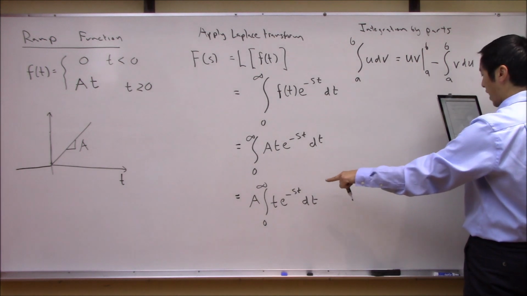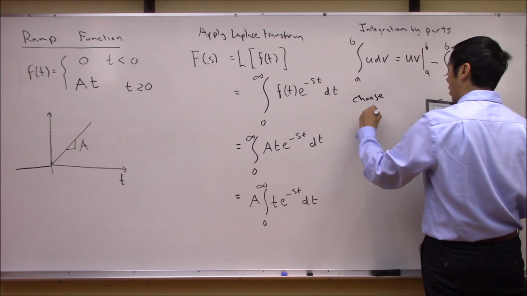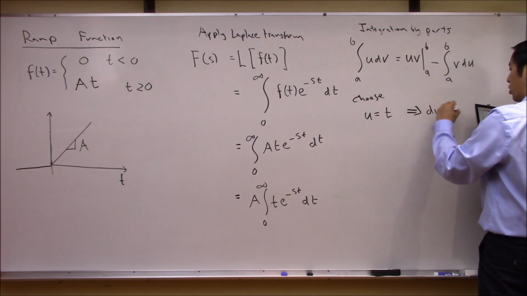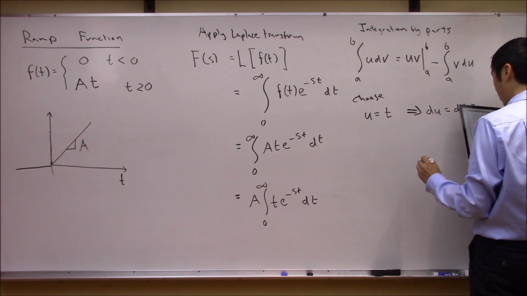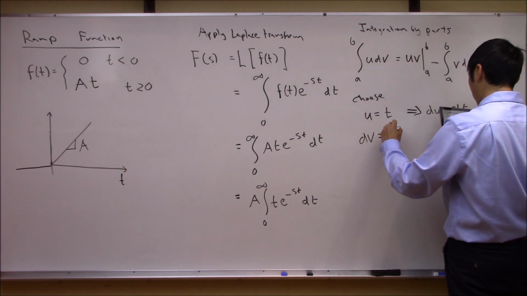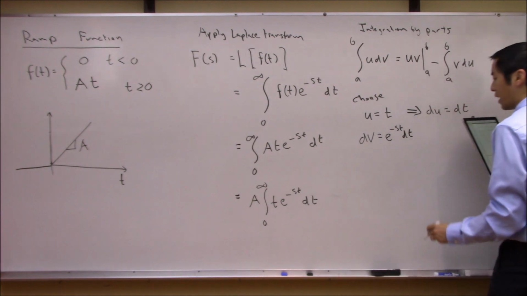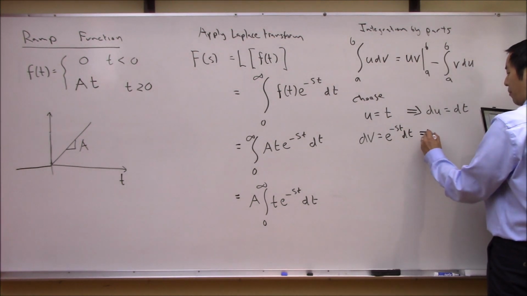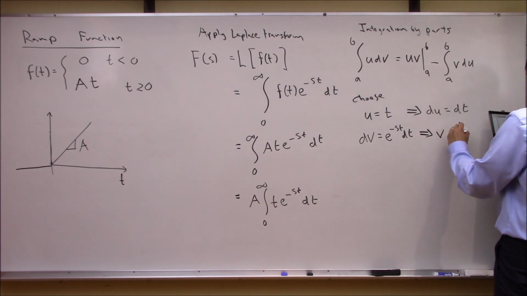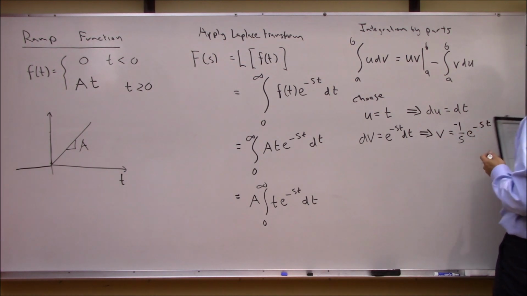In this case, let's choose u to be t. If that's our choice of u, then du is just dt, just take the derivative. And let's pick dv to be the term e to the minus st dt, the rest of the thing. If that's our choice of dv, then v has to be the integral of this. So v has to be negative 1 over s times e to the minus st. That's a consistent choice.